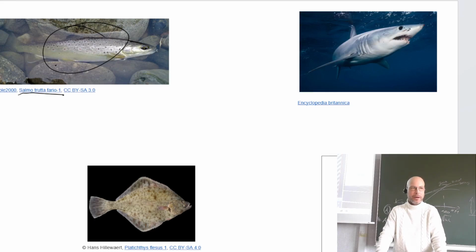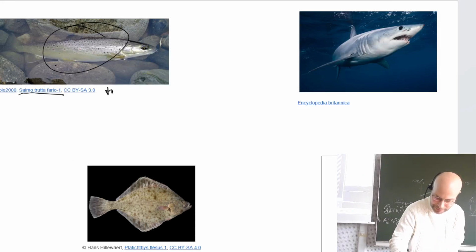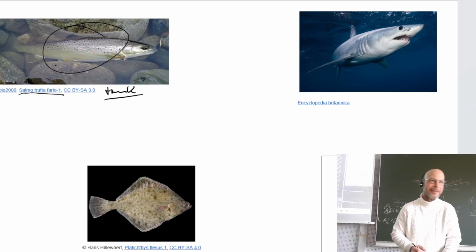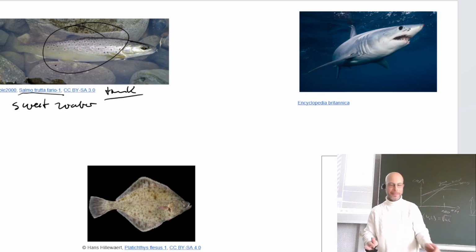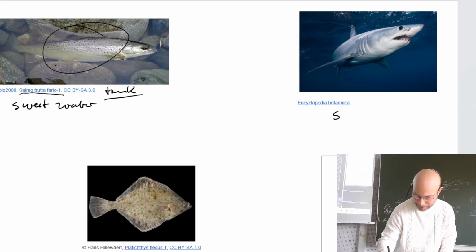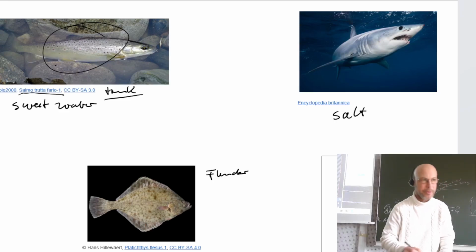What I want to talk about is where these fish live. Where do you find these fish? Yes, this is sweet water. This is a trout, in German Forelle. This is sweet water. And the shark is salt water. And this is a so-called flounder, also in German and in English.